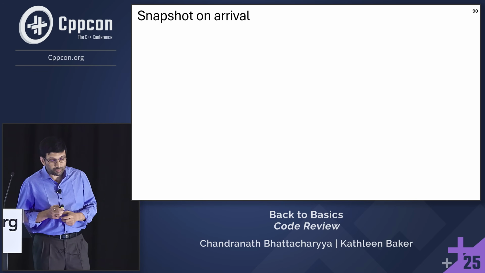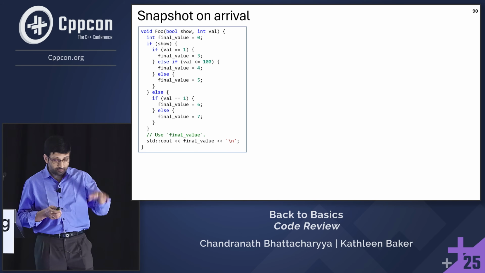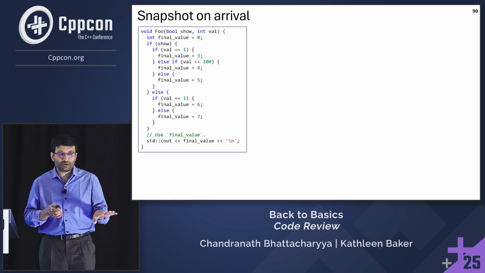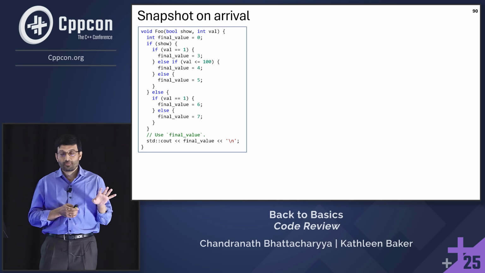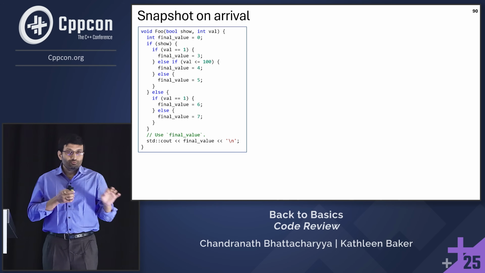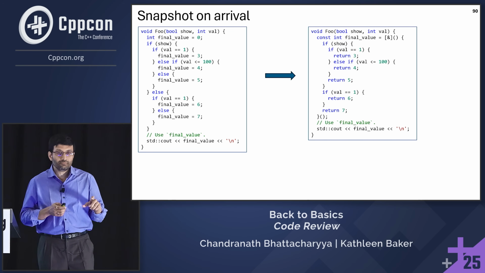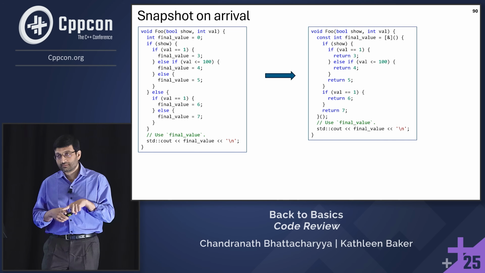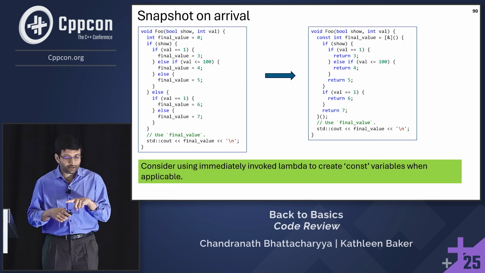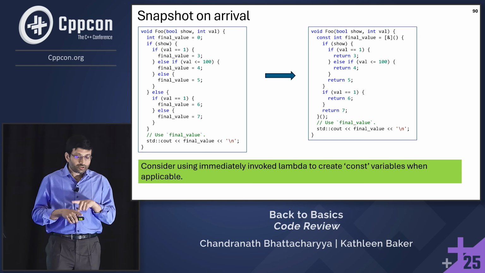Next scenario, snapshot on arrival. Okay, so here's some code, foo. There's a lot of code, but what it's doing is just trying to initialize final value with a lot of conditions. Now the question is, with this present, can you make final value a const? We can do that by using an immediately invoked lambda. So that becomes the guidance: consider using an immediately invoked lambda to create const variables when applicable.